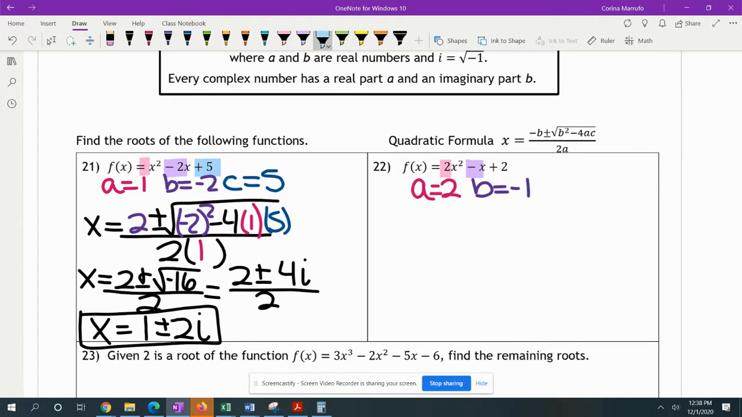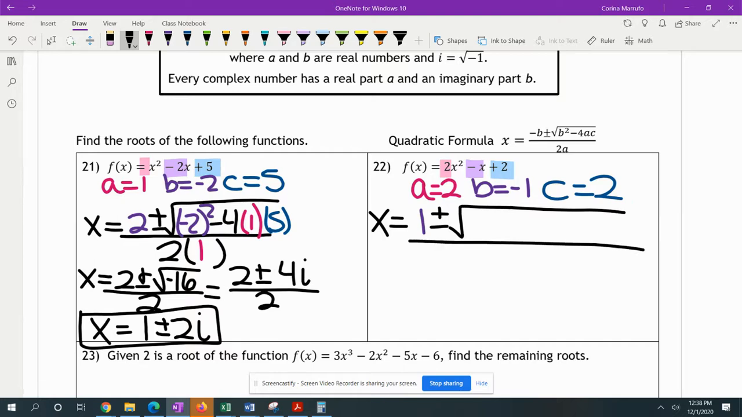Then we identify the c. So the c here is 2. Then we go ahead and plug it into our quadratic formula. So x equals -b. Well, b again is negative, so that means we change it to a positive, plus or minus the square root of b squared.